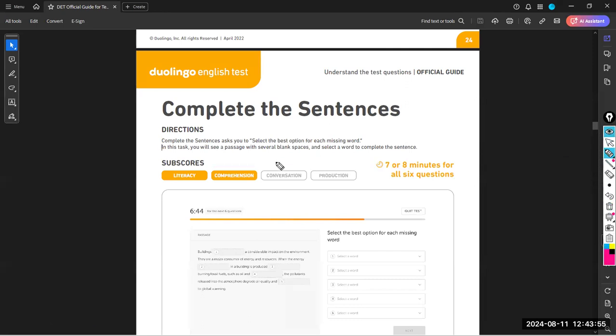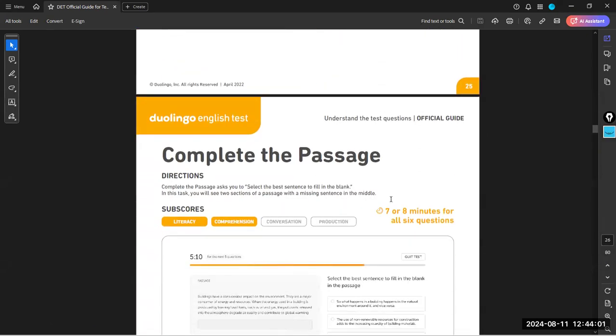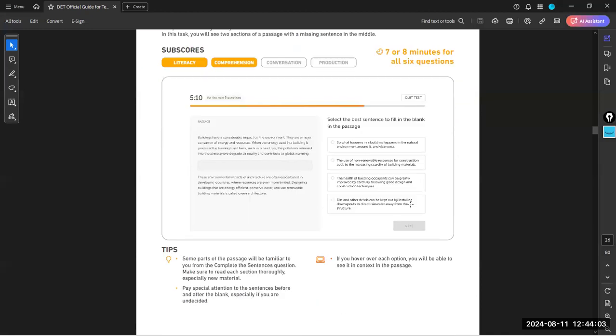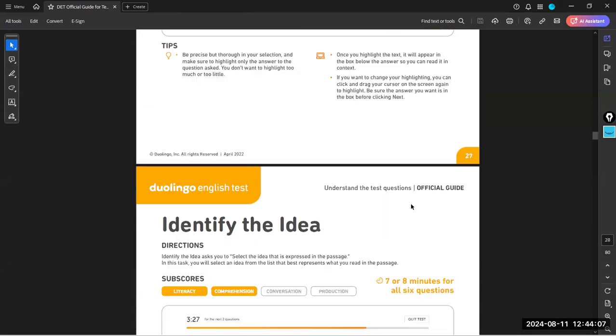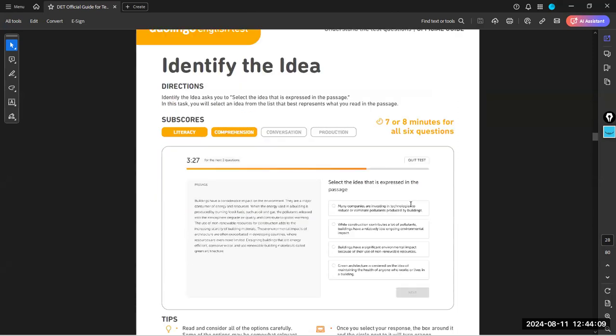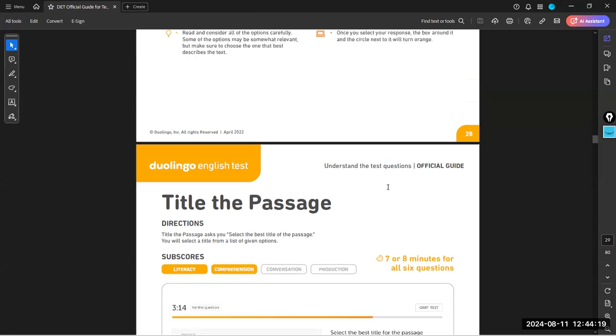The first module is complete the sentences. The second module is complete the passage. The third module is highlight the answer. The fourth module is identify the idea. And the final module is title the passage. So we have to discuss all these modules and absolutely we have to practice them.